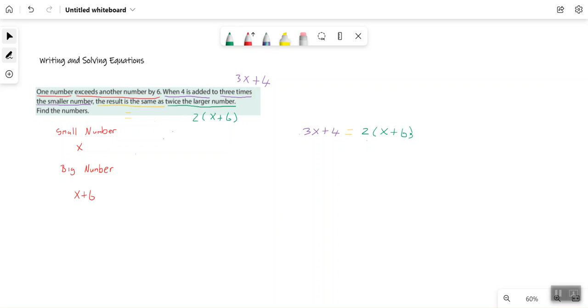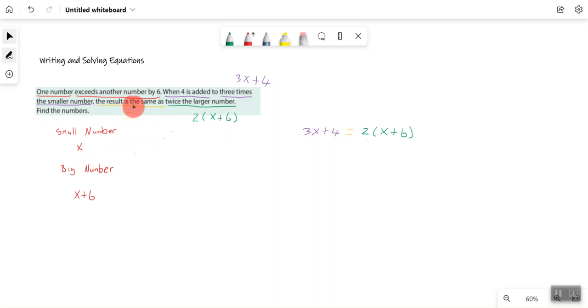What we've been able to do now is create our equation here. So let's read the whole thing from start to finish and see how we got to this. One number exceeds another number by 6. So the smaller number we let be represented by x, and then there's a bigger number represented by x plus 6 because it exceeds the number by 6. Then we have this piece here. When 4 is added to 3 times the smaller number, the smaller number is x, so 3 times the smaller number is 3x, and if we add 4 to that, it's 3x plus 4.